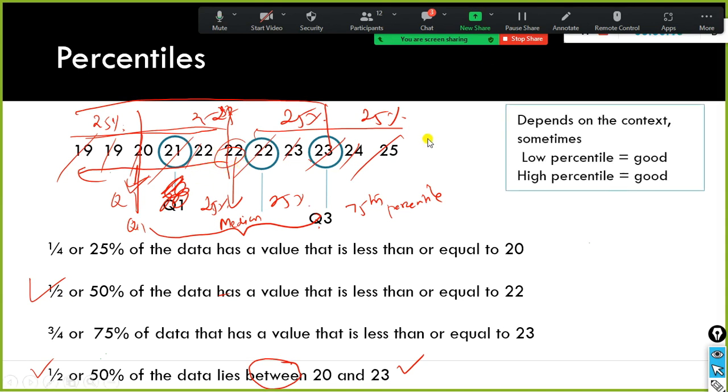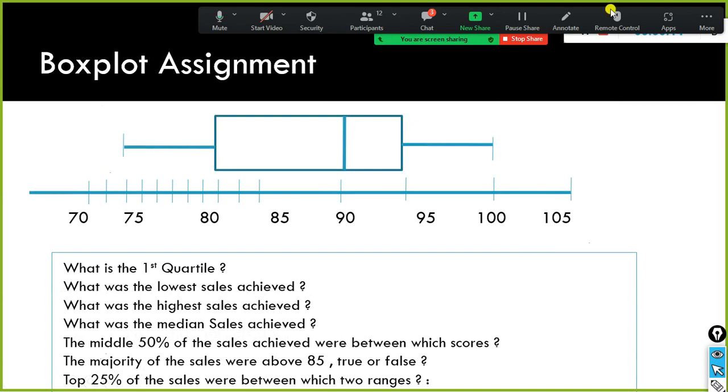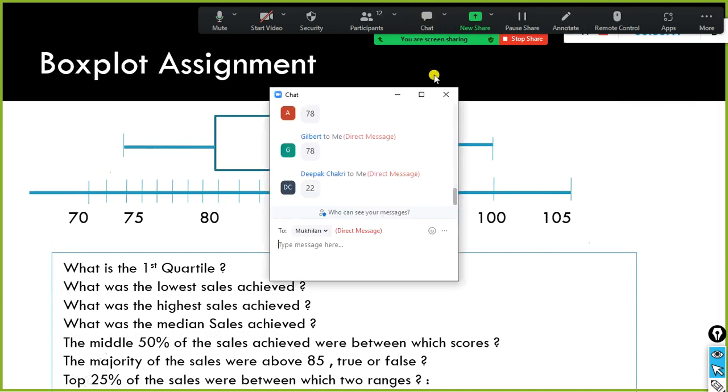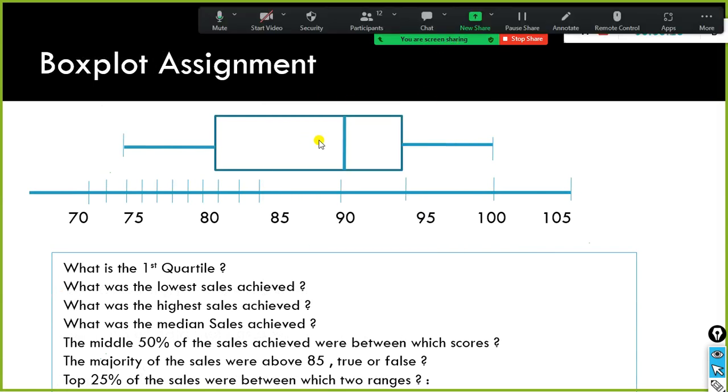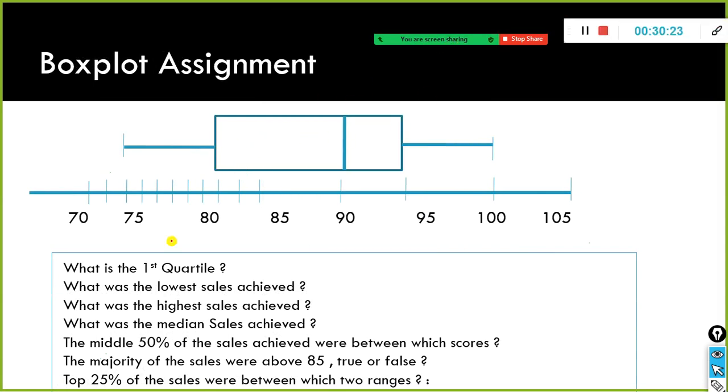I have an example here, a simple quiz assignment. So now you tell me what is the first quartile in this data set. These are the sales achieved by different sales groups in a company. So here we have 3, 6, 7, 8. What is the first quartile here? What is the median here? Can someone tell me quickly?